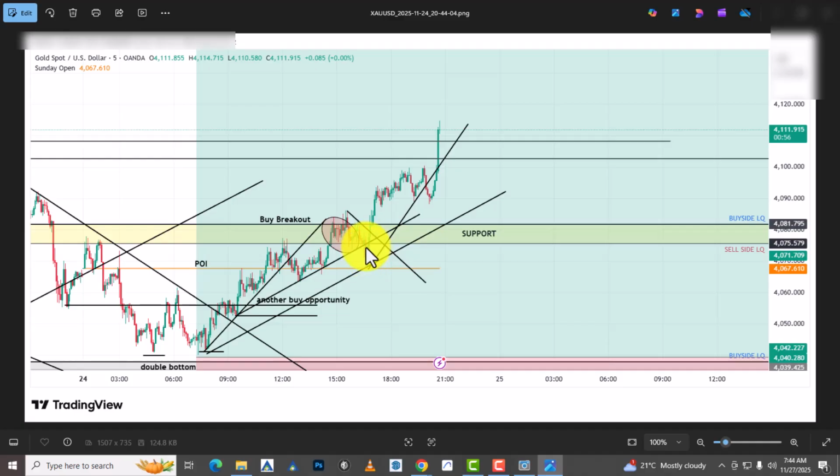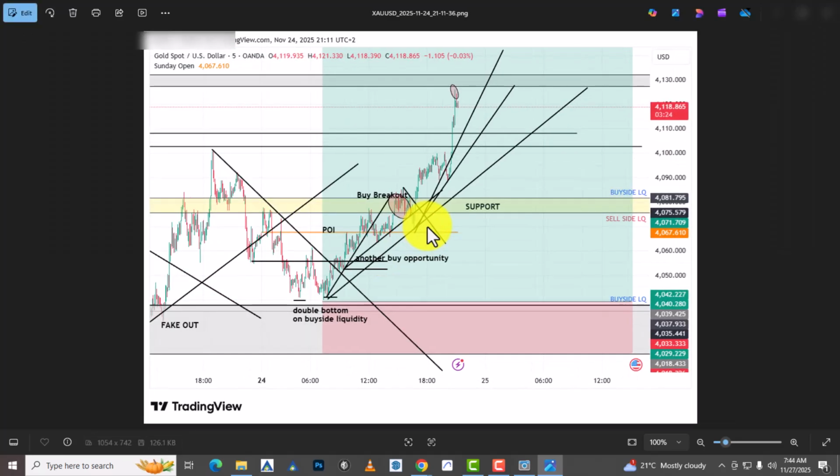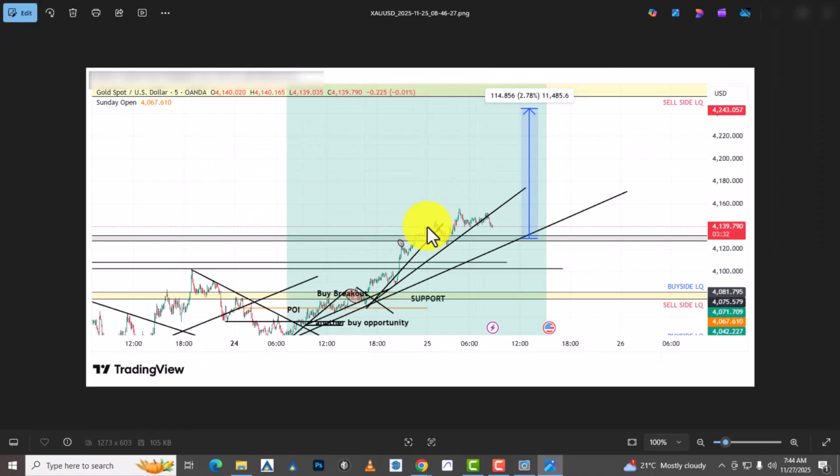What do you call this? Fake out. Going back to supply, touching back the top. So that's what we currently did. So this was this week's trade, and I'm still believing in this buy. I want us to go to 4243, but now we need to correct. We're on a corrective phase.